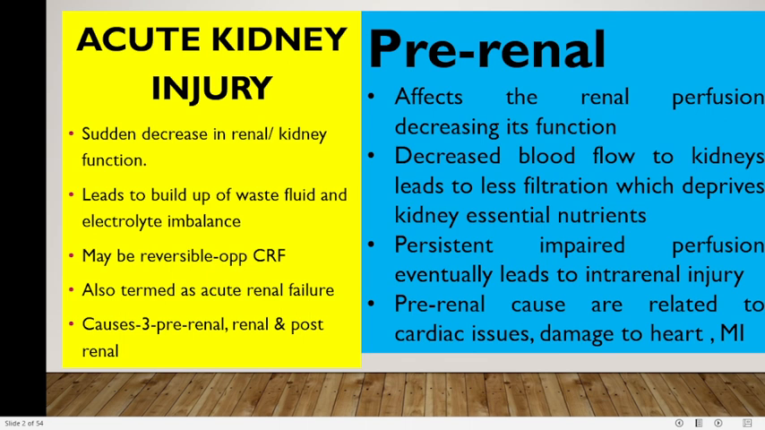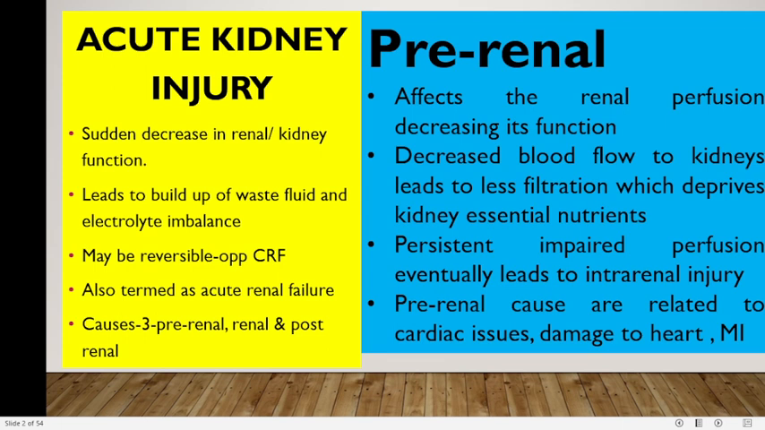We have three causes of this condition. Number one, we have pre-renal problems, renal causes, and post-renal problems. Starting with pre-renal problems, I'm saying that pre-renal causes affect the renal perfusion, decreasing its function. So decreased blood flow to the kidneys leads to less filtration, which consequently deprives the kidney of essential nutrients. So persistent impairment normally leads to intrarenal injury.